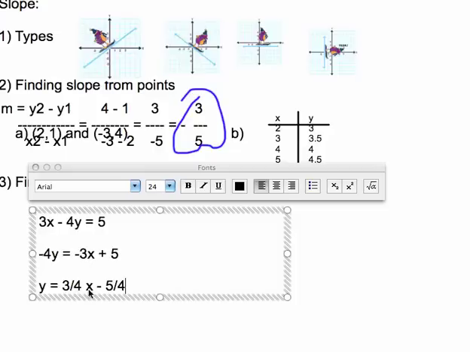That means if I wanted to graph this line, the y-intercept would be negative 5 over 4, which we wouldn't really graph, but the slope we can easily graph. 3 over 4 means up 3, right 4, or down 3, left 4. So that is slope in a nutshell.